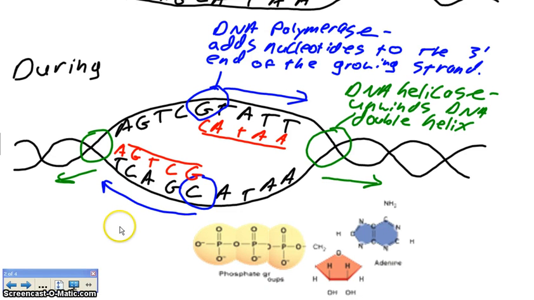So last video we looked at the basic process of DNA replication. What I want to do with this video is go a little bit more in depth and talk specifically about why we say that DNA polymerase adds nucleotides to the 3' end of the growing strand.